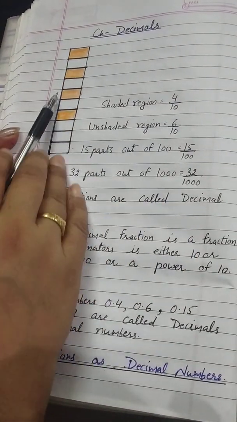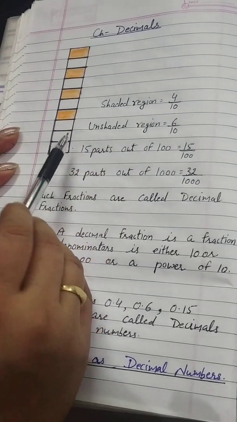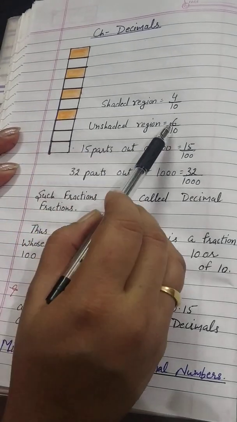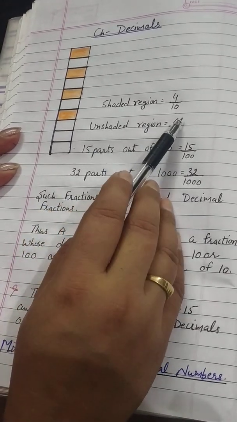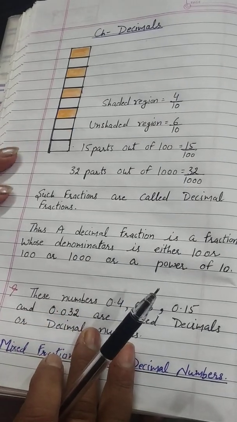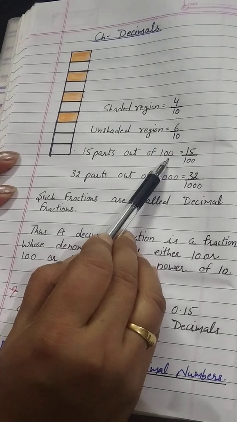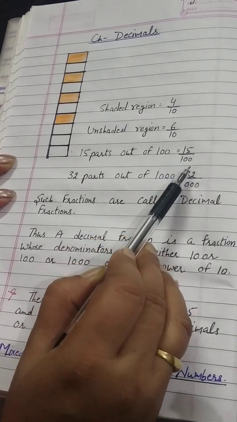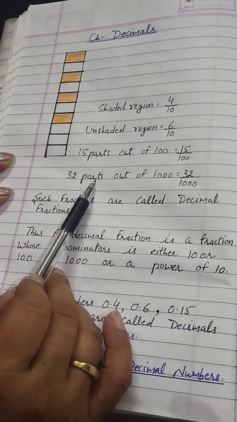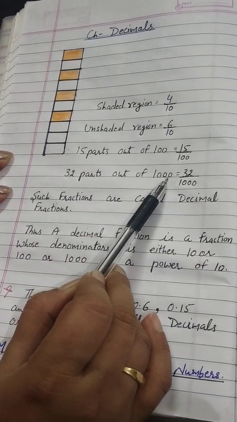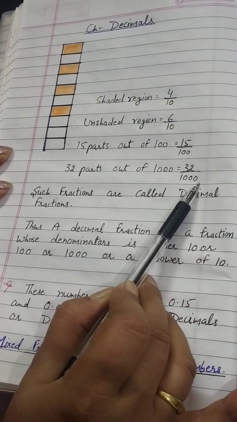And the unshaded region. Look: 1, 2, 3, 4, 5, 6. Out of these 10, 6 parts are unshaded. So, it represents 6/10. Similarly, 15 parts out of 100 represents 15 upon 100. Also, 32 parts out of 1000 represents 32 upon 1000.